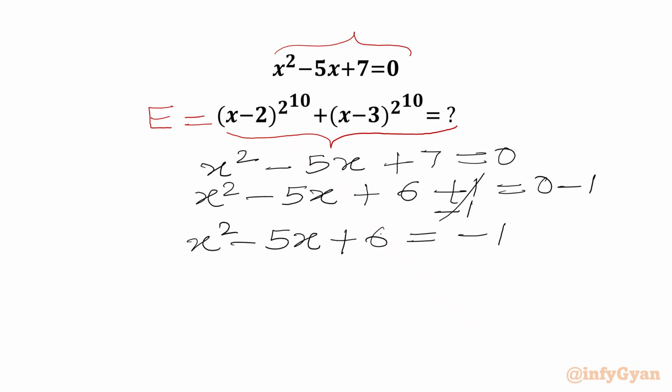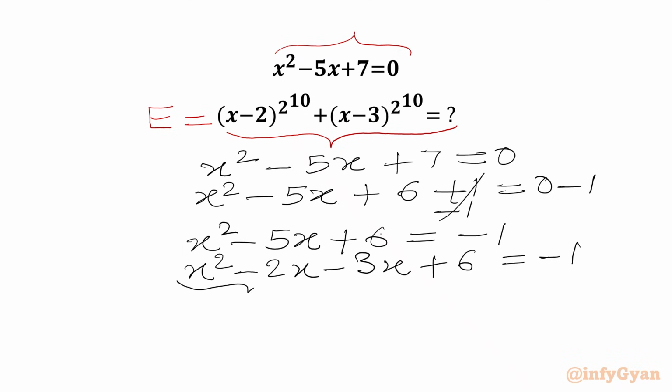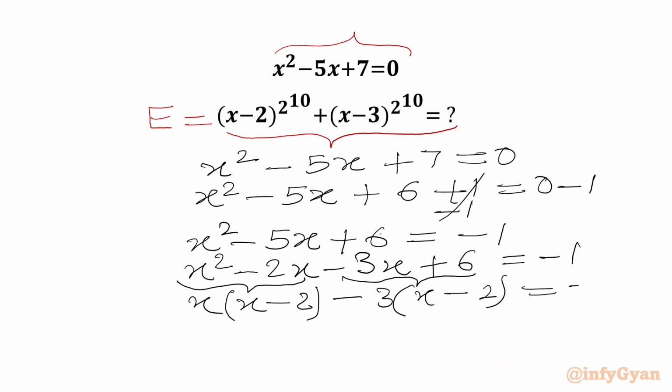Now we will factorize our LHS. So we can split our middle term −5x as −2x − 3x. Then we have + 6 = −1. Now from the first two terms x is common. From the next two terms −3 is common. So we will get x times (x − 2) − 3 times (x − 2) = −1. Now (x − 2) is overall common. We will write (x − 2) times (x − 3) = −1.